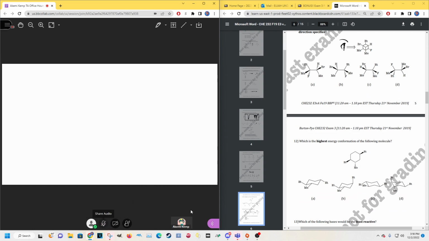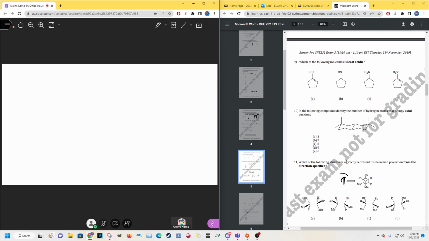So, which of the following molecules is least acidic? So, let me draw out the molecules.